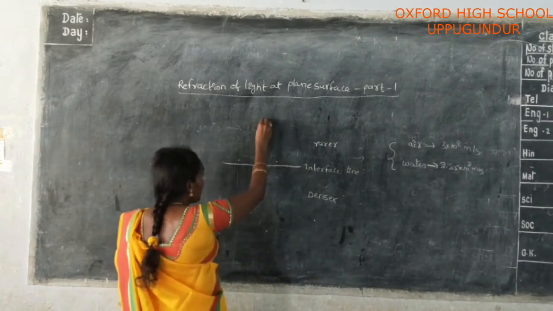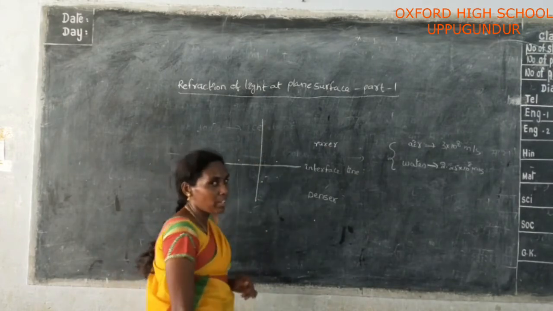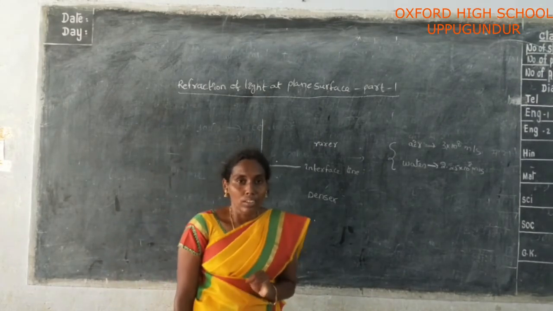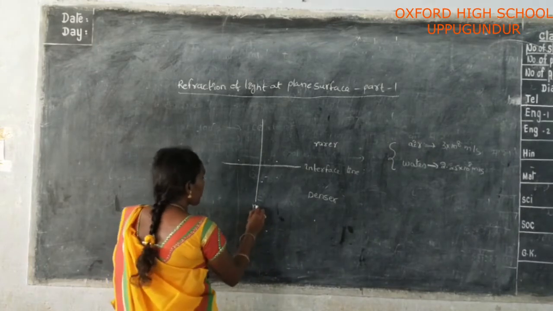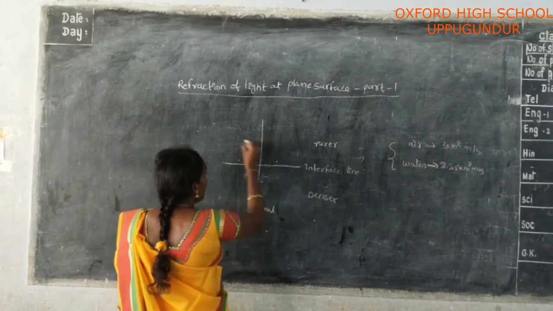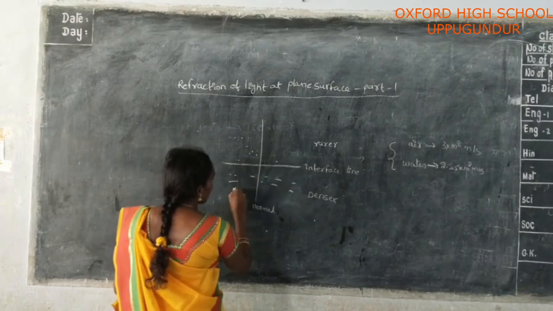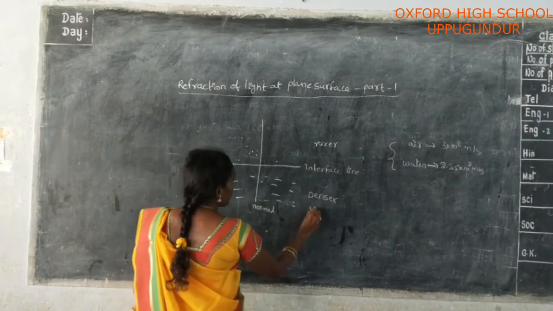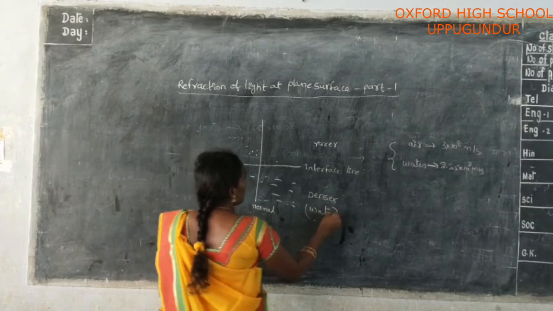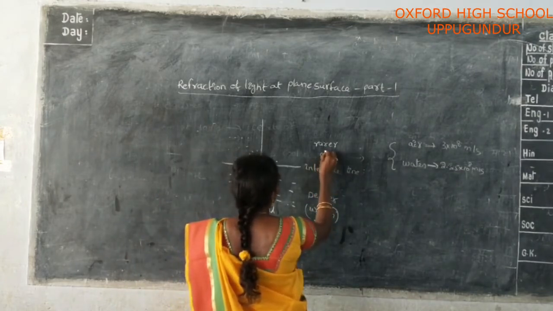See now, this is the interface line. And next, this is the normal. Normal means perpendicular drawn. This is the normal. This is the air medium, and this is the water. Denser means water, and rarer means air.